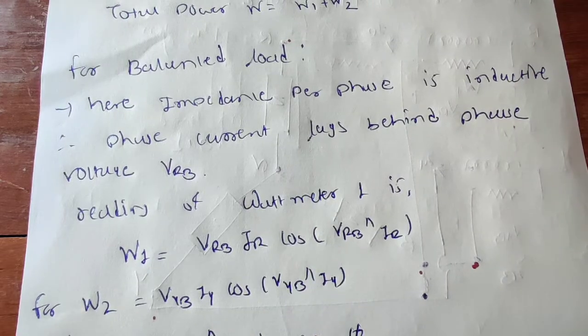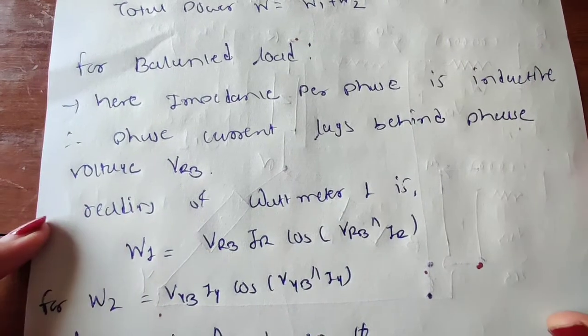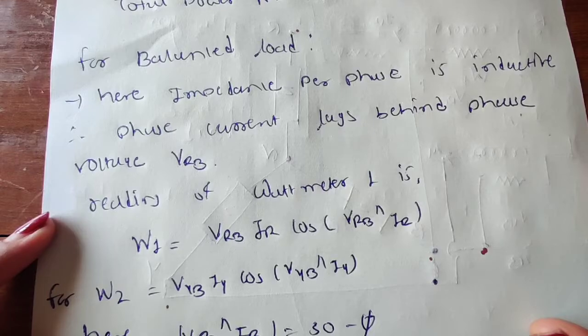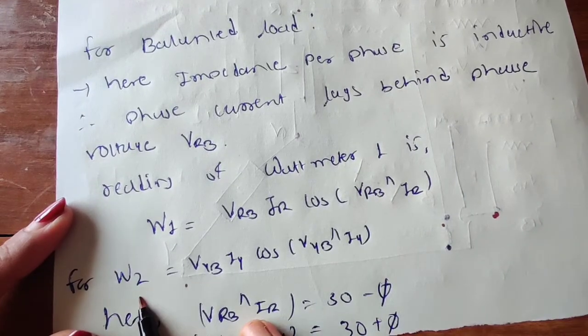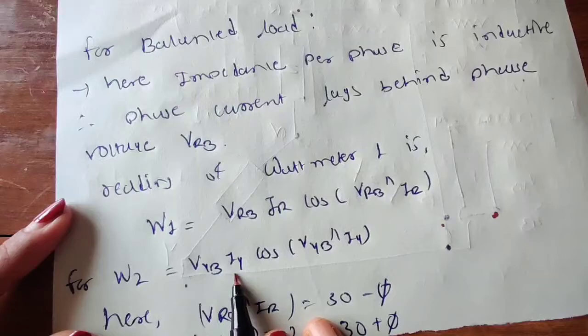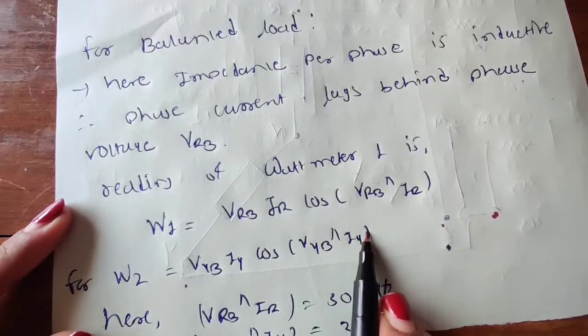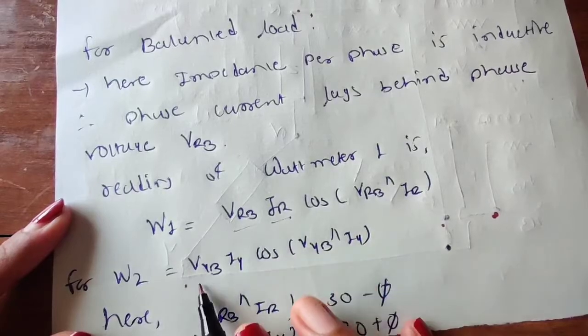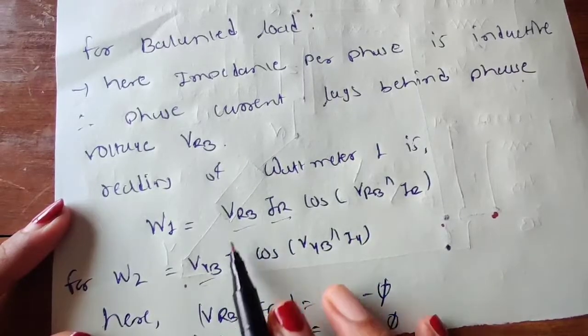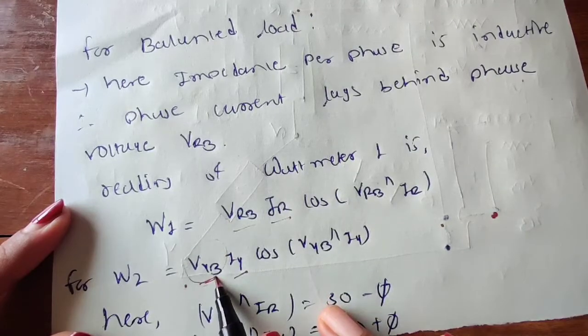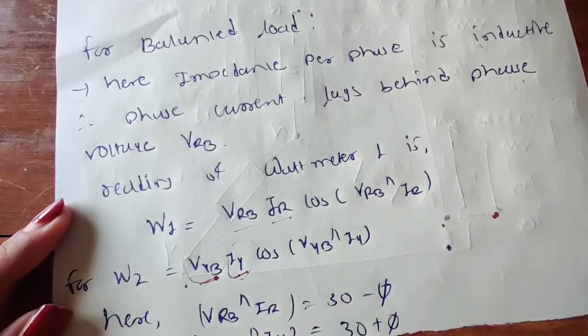Now if I consider the reading for the wattmeter 1, W1, that is equal to VRB IR cos of the angle between VRB and IR. Now W2, if I want to write, that is VYB IY cos of the angle between VYB and IY. You can check this particular voltage and current value in the diagram.